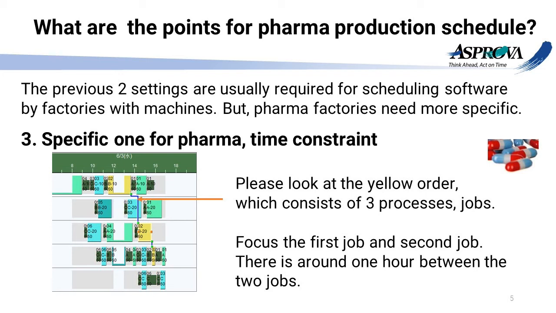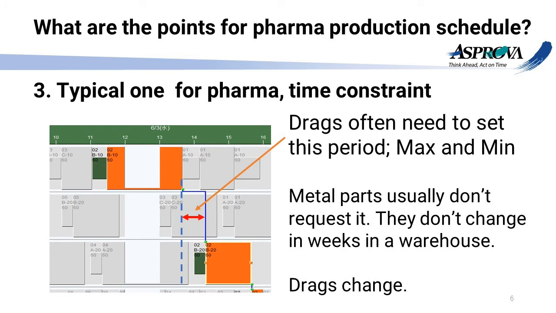3. Specific one for pharma: time constraint. Please look at the yellow order, which consists of 3 processes, jobs. Focus on the first job and second job. There is around 1 hour between the 2 jobs. Drugs often need to set this period, max time and minimum time. Metal parts usually don't require it.